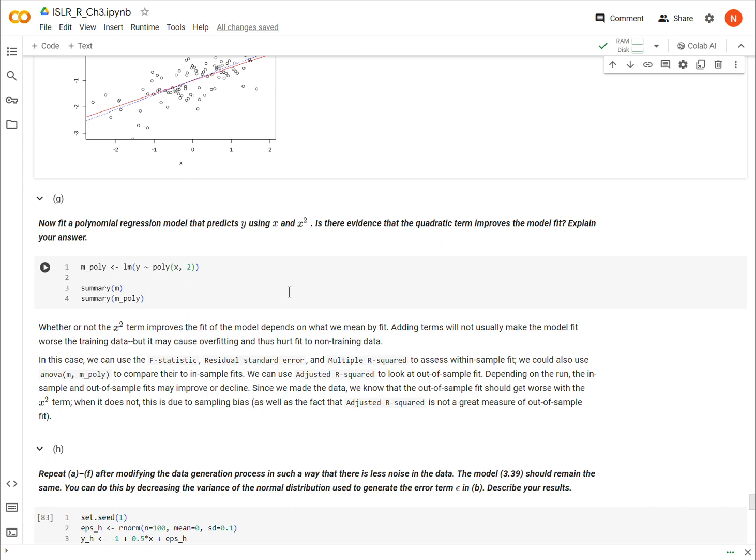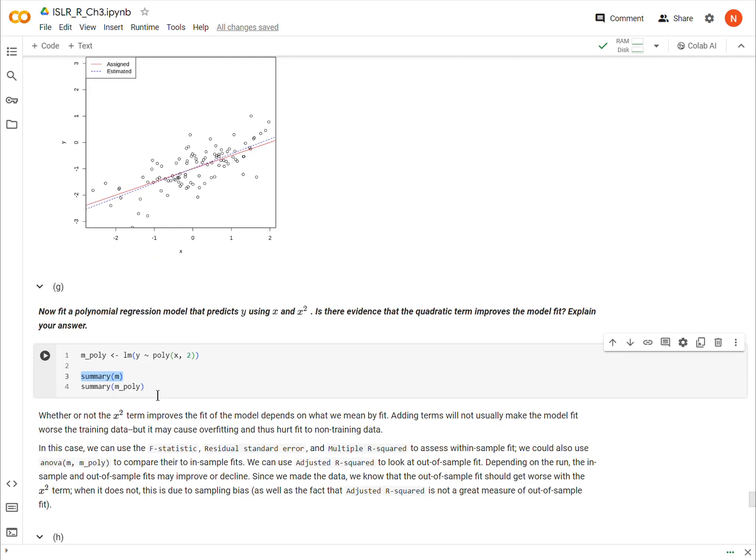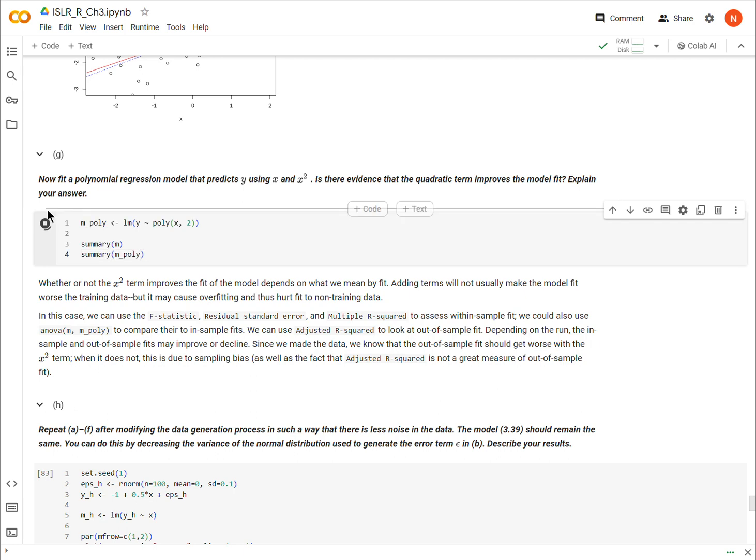Okay. So now we're going to fit a polynomial regression of y onto x as well as x squared. And then we want to know, is there evidence that the quadratic term improves the model fit? Okay. So here I have my regression with the polynomial, and to add a polynomial you can do it in a lot of different ways, but the way that I'm choosing here is to use the poly command, x and then 2. So this gives me a first and second order polynomial for the variable x. And then I have the summary of the previous regression shown up here, as well as this new regression, and so I'm just going to look at that.